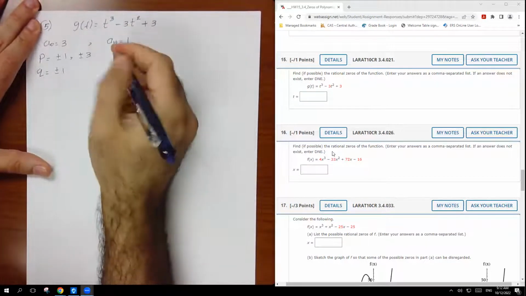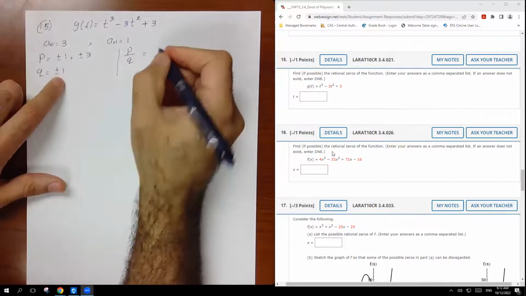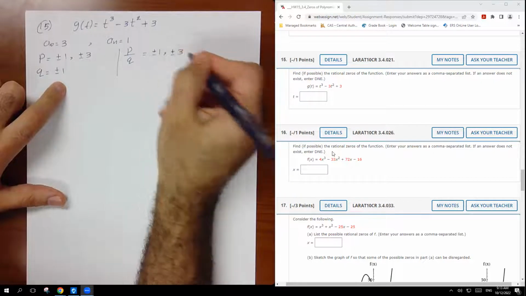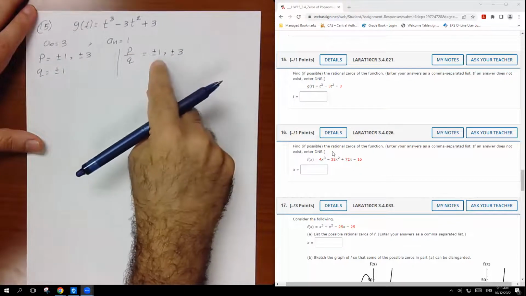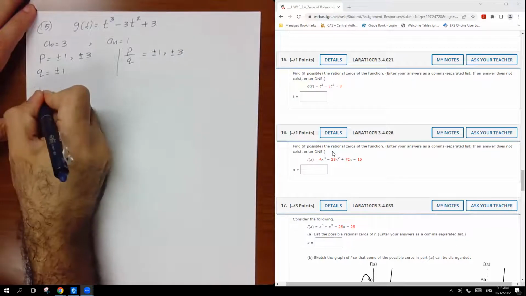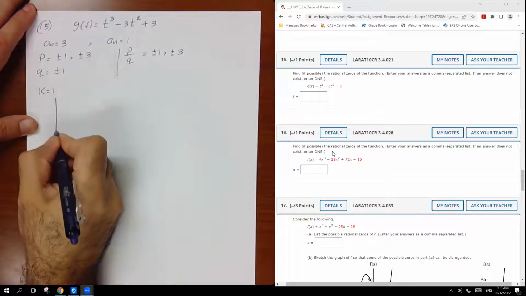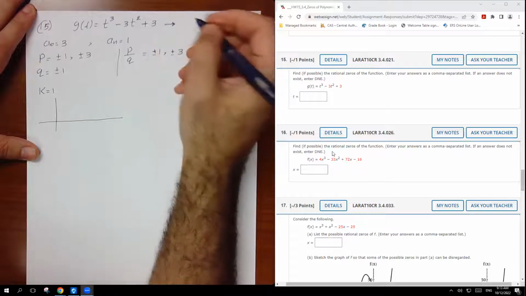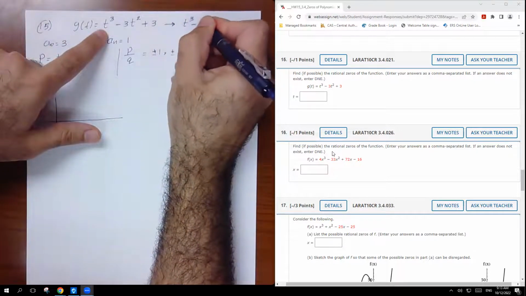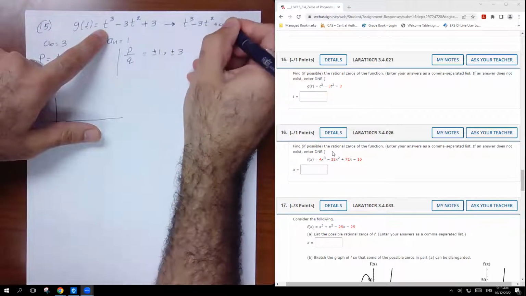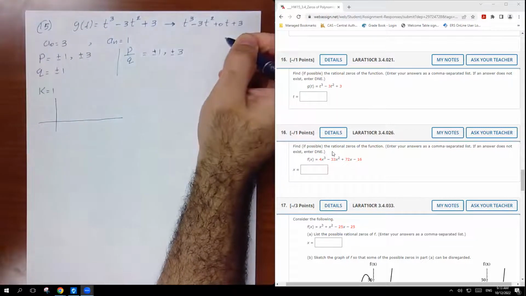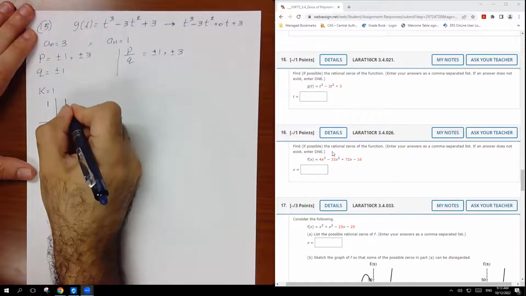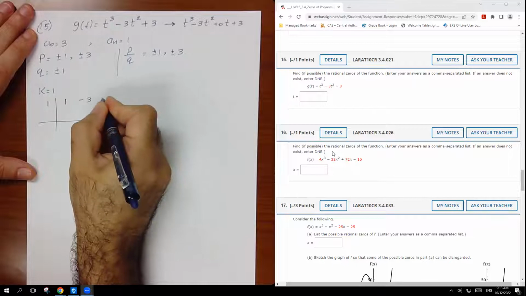P over Q is going to be 1 divided by 1, so plus or minus 1, and 3 divided by 1, so plus or minus 3. So we have only 4 options. Let's check with the first one when k equal 1. So when k equal 1, don't forget the missing term, because this is t cubed minus 3 t squared plus 0t plus 3. If you're missing the 0, everything is going to be wrong. So here is 1, -3, and 0, and 3.